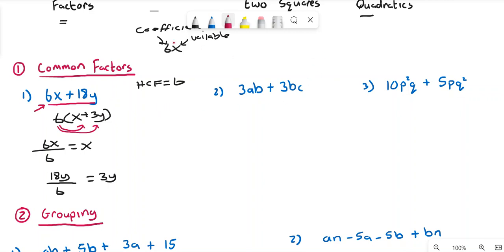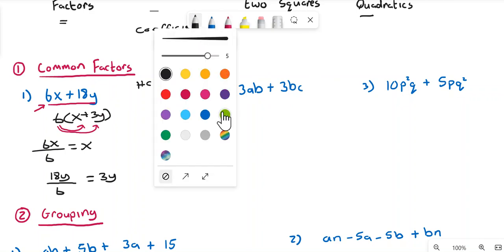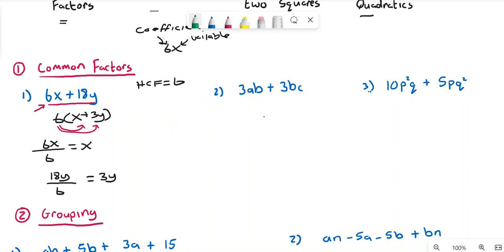So again, what we want to do is, let me just change the color here. Let's go green. So first of all, we want to identify the highest common factor. Okay, so if we take this one here, we look at each of the terms, so we want to open up a bracket like so. And here on the outside of the bracket, we want to put the highest common factor. So we look at what would be the highest common factor in relation to each of these terms.